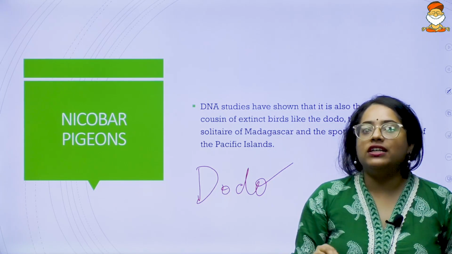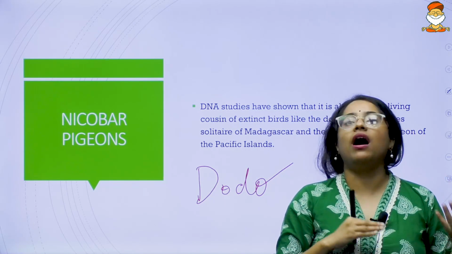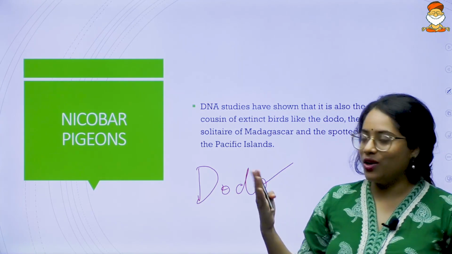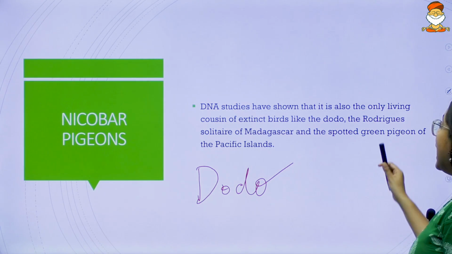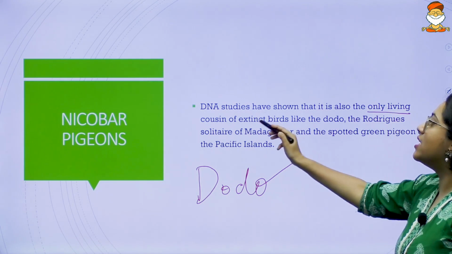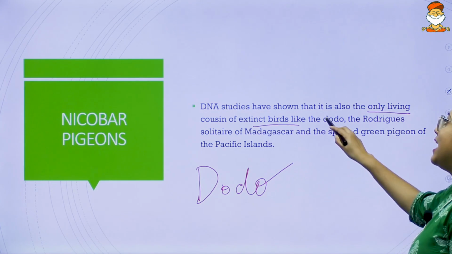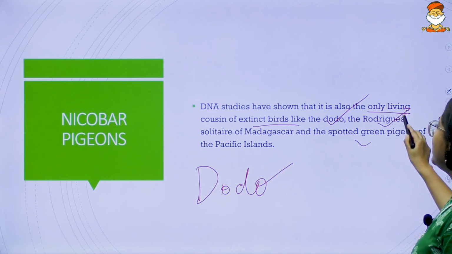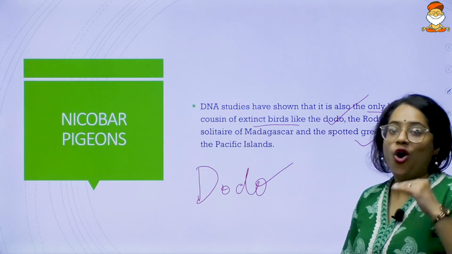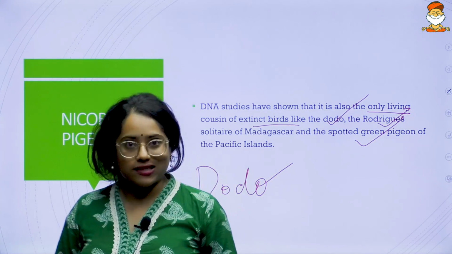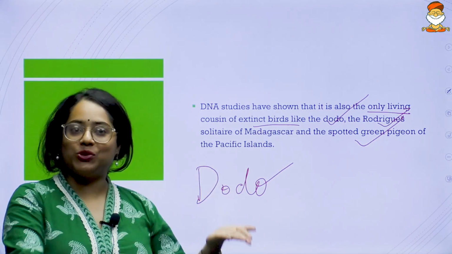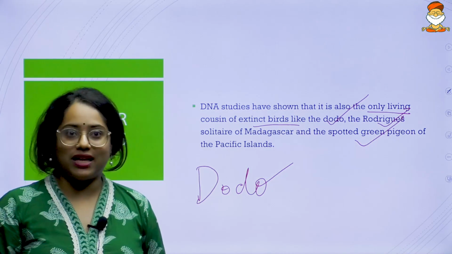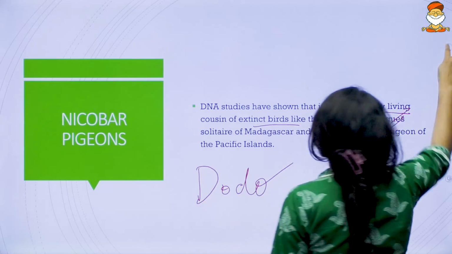So in that context, they hit upon the Nicobar pigeons. Understand, Nicobar pigeons obviously occur in the Nicobar area, and it is the only living cousin of extinct birds like the dodo, the Rodriguez solitaire of Madagascar, and the spotted green pigeon of Pacific Islands. All of these three species are extinct, and the Nicobar pigeon happens to be the current living relative of all of them, and that is why it was in the news. So just a small pointer.